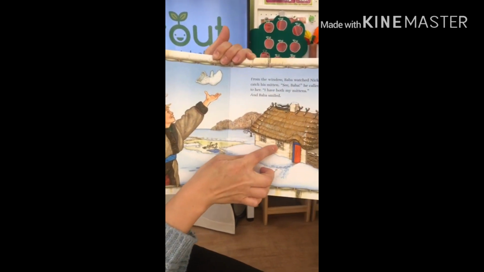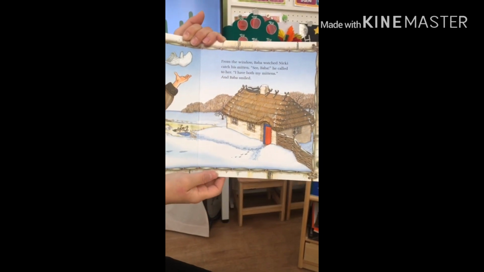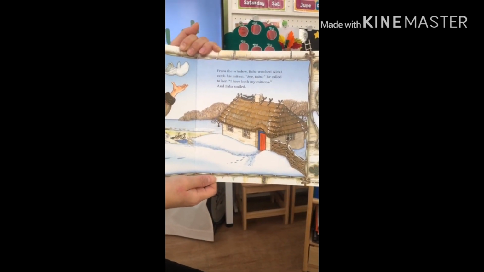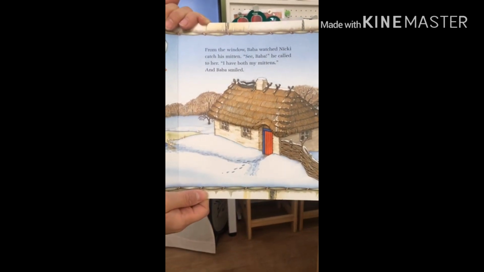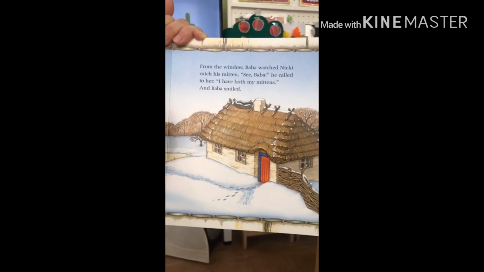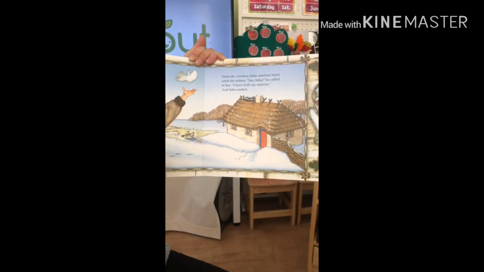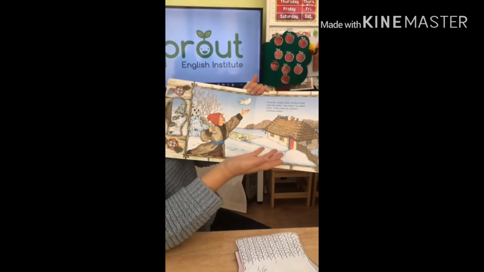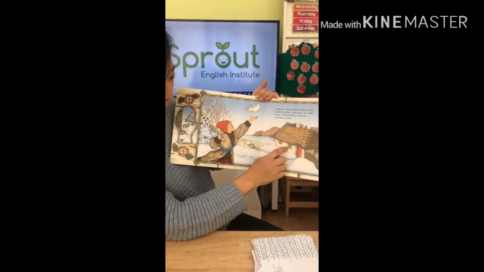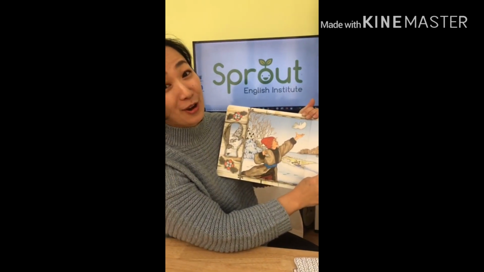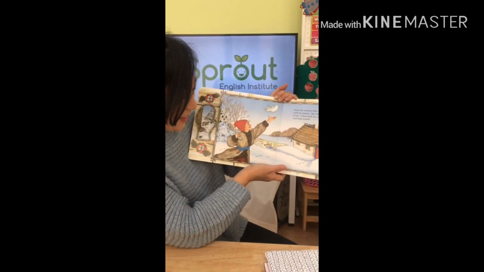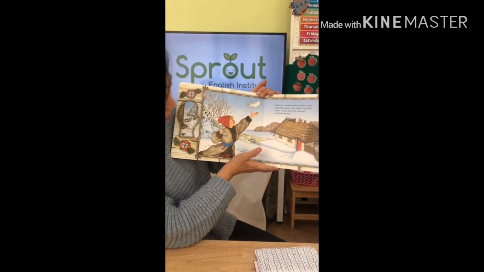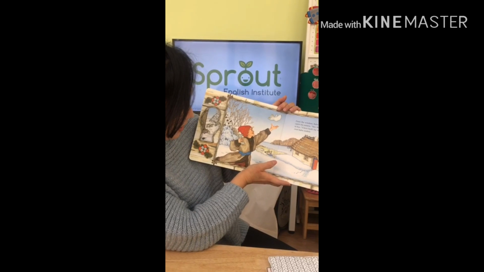Uh-oh. And someone's watching from the window. From the window, Baba watched Nicky catch his mitten. "See, Baba," he called to her. "I have both my mittens." Oh, well, yes, he has both of his mittens, but probably Baba, Grandma, saw what happened. And Baba smiled. Well, he found it anyway.